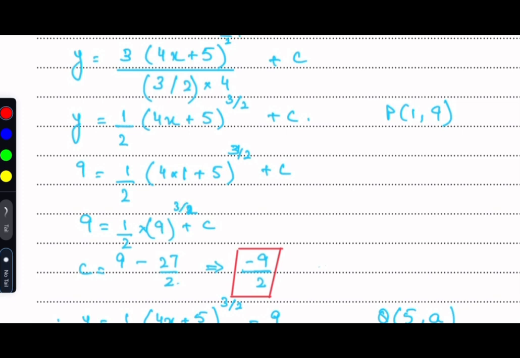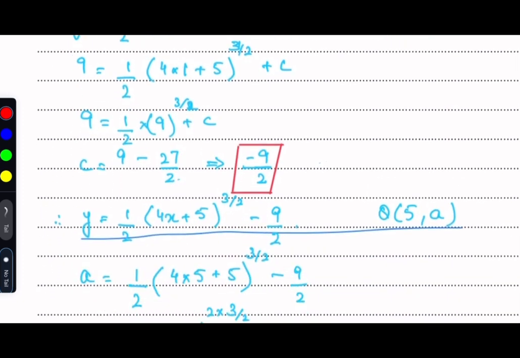So 9 to the power 3 by 2, 9 can be written as 3 square. So solving 9 to the power 3 by 2, divided by 2, I am getting 27 by 2 here. So C can be written as 9 minus 27 by 2, and my C is going to be negative 9 by 2.